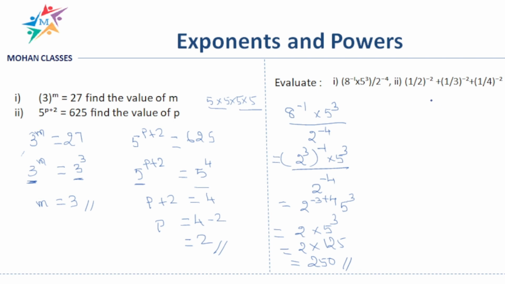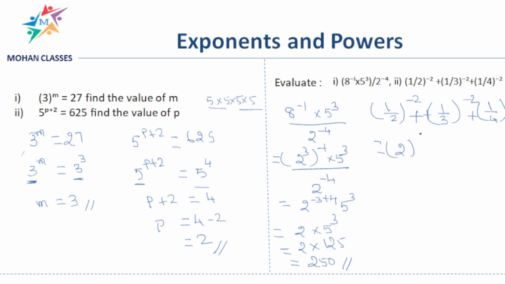What about this? See, 1 by 2 to the power of minus 2, plus 1 by 3 to the power of minus 2, plus 1 by 4 to the power of minus 2. So here it is minus, right? How can we write this?